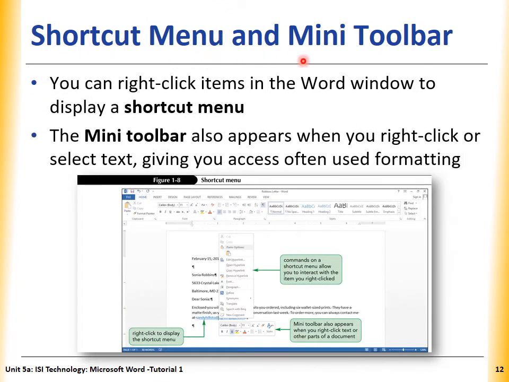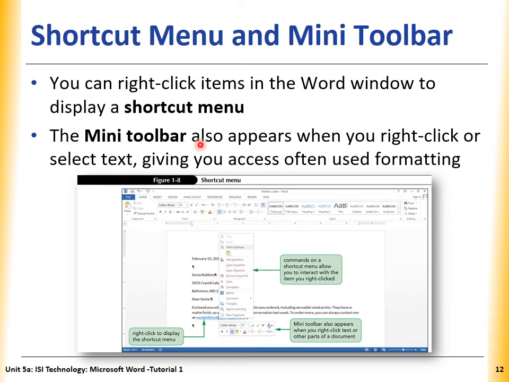Shortcut menu and mini toolbar. You can right-click items in the Word window to display a shortcut menu. If you notice here, if I right-click on this hyperlink, a new window will open with a lot of options. Useful options like paste, edit hyperlink, open hyperlink, copy hyperlink, or remove hyperlink, as I told you before.